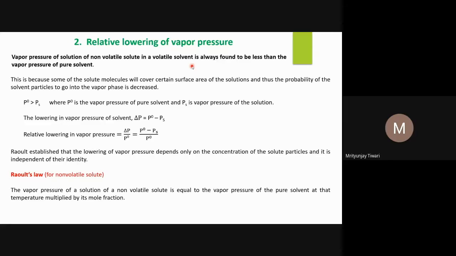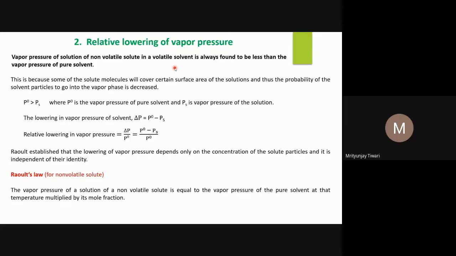And what is vapor pressure? If you have a volatile substance kept in a closed vessel, then because of evaporation some of its particles will go into the vapor phase. The pressure exerted by the molecules present in the gaseous state is called the vapor pressure. What we have seen is that the vapor pressure of the pure volatile solvent is always more than the vapor pressure of a solution.